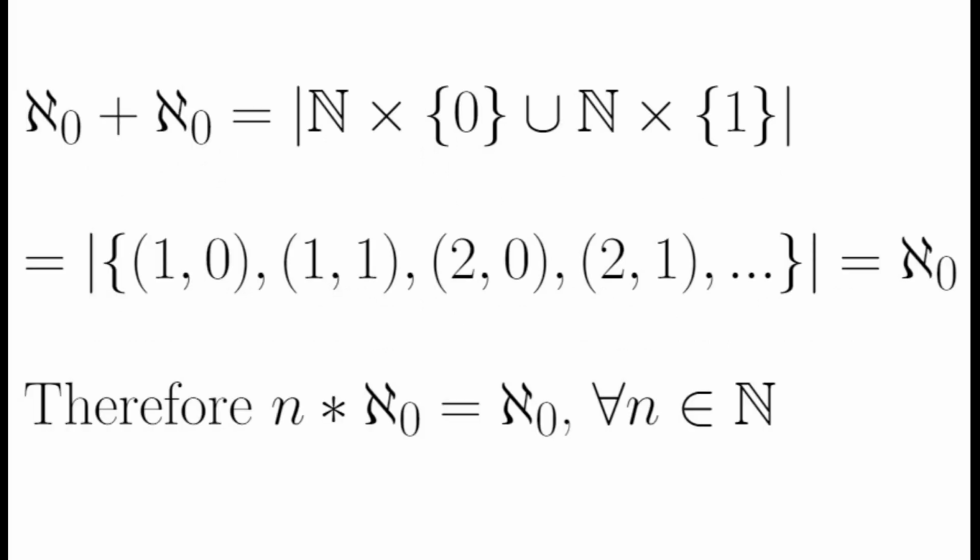What about aleph null plus aleph null? This time I'll choose n for both A and B. Then n cross 0 union n cross 1 can be written in this way to show that the union is listable. Any infinite set that can be listed or counted has cardinality aleph null. Therefore, aleph null plus aleph null is equal to aleph null. This means that for any finite whole number n, n times aleph null, which is just adding aleph null n times, is going to be equal to aleph null.